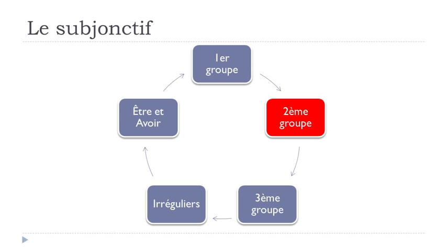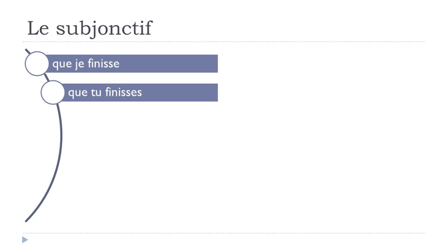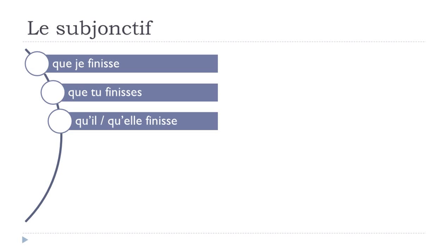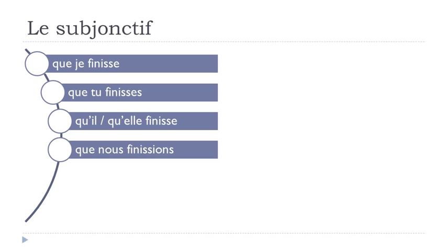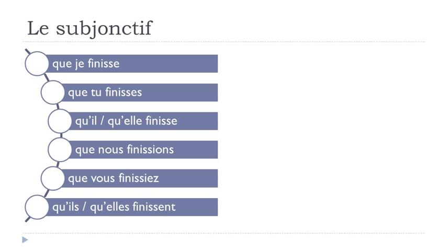So now let's see how it goes for the second group. All right? So second group, I took the classic example, finir, to finish or to end. Que je finisse, que tu finisses, qu'il finisse, qu'elle finisse, que nous finissions, que vous finissiez, qu'ils finissent, qu'elles finissent. Okay? So you can see that, well, you've got the endings e, es, e, ions, iez, ent. All right?